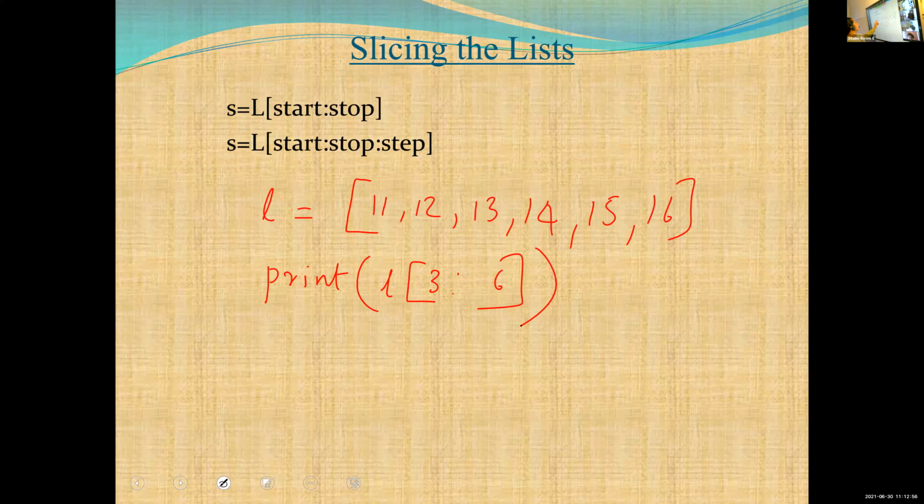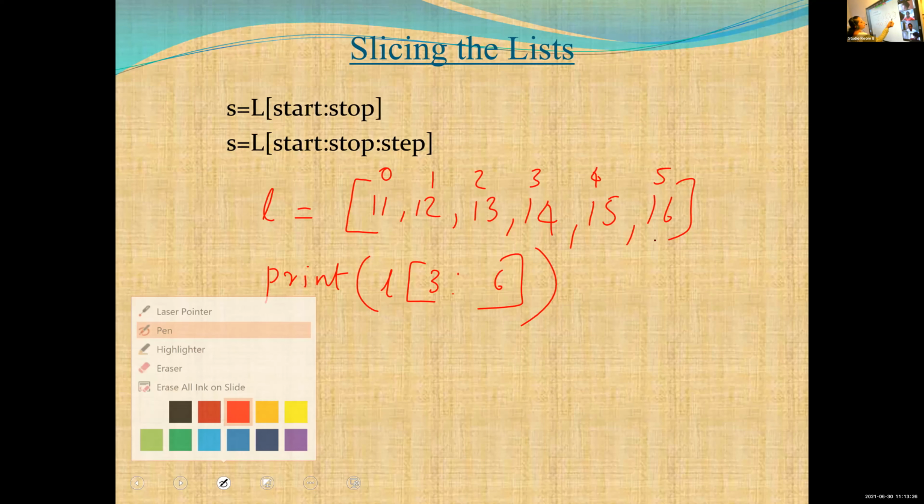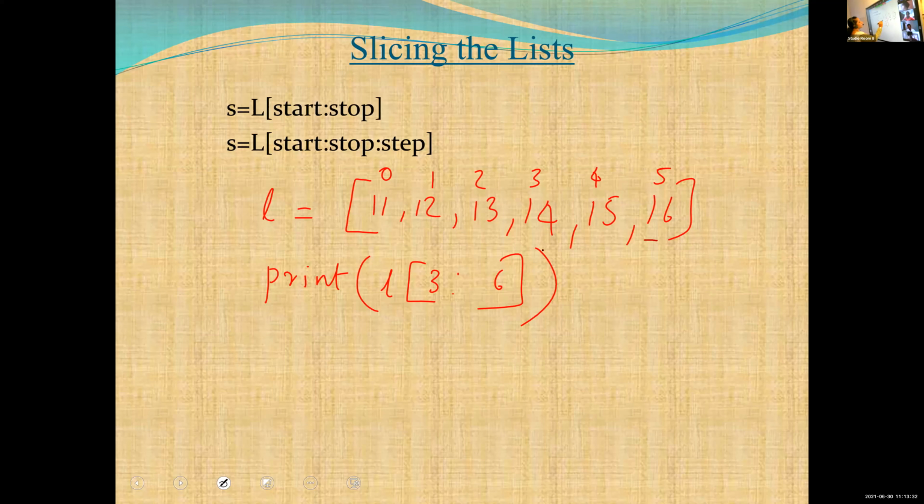So, in the first statement, I create one list L with values 11 to 16. What are the index values of this list? Aditya? Forward indexing: 0, 1, 2, 3, 4, 5. These are the index values here. Then, what about backward indexing? Krishna? -1, -2, -3, -4, -5 and -6. These are the indexing methods.